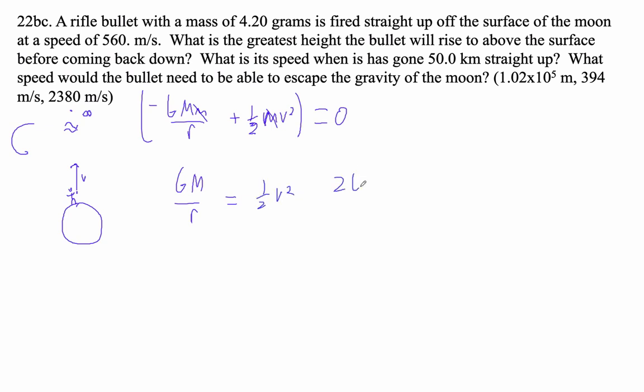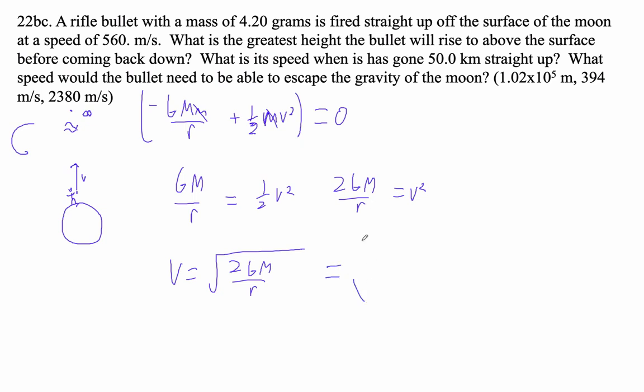I can go 2GM over r is v squared. And of course, v is equal to the square root of 2GM over r, which is the formula. It's in your data packet. It's for the escape velocity, right? Okay. We didn't have to derive it. We could have just pulled it out and used it.